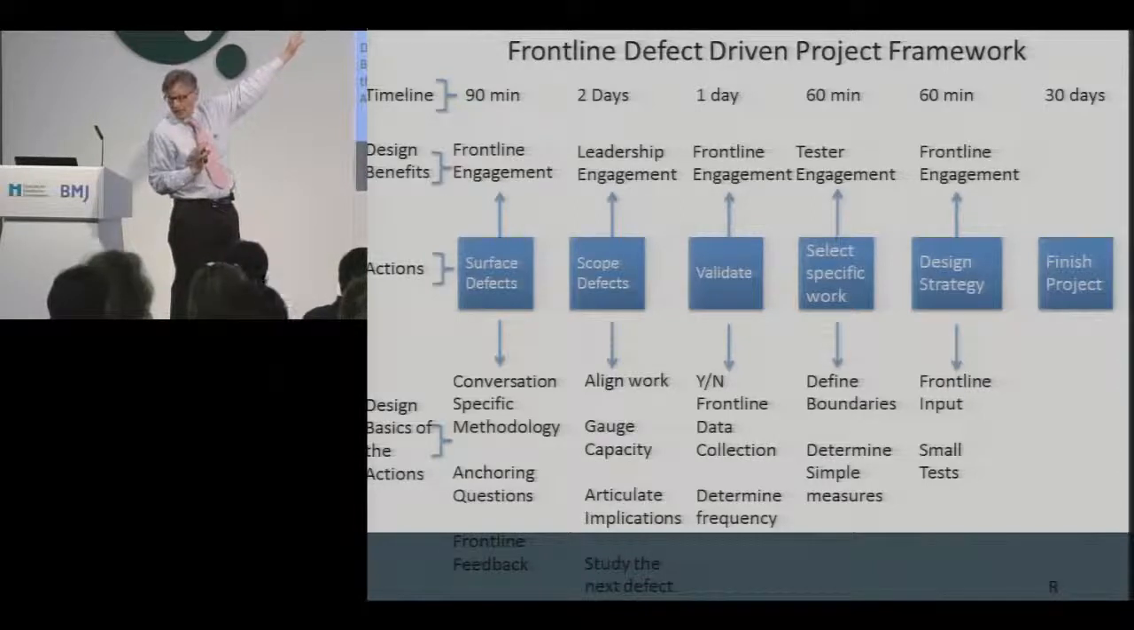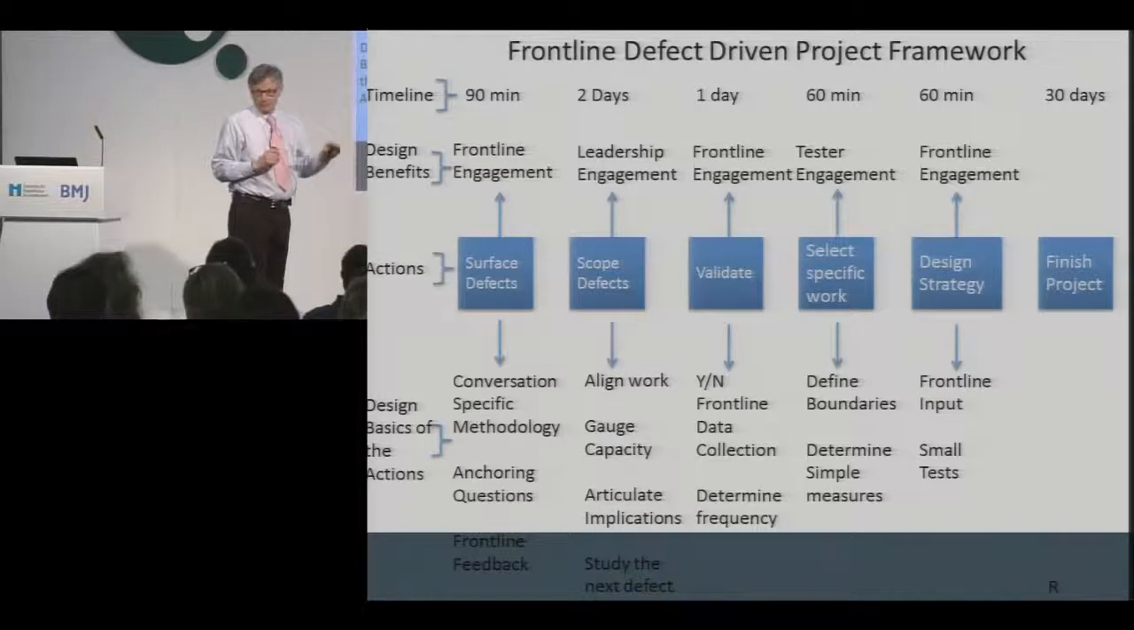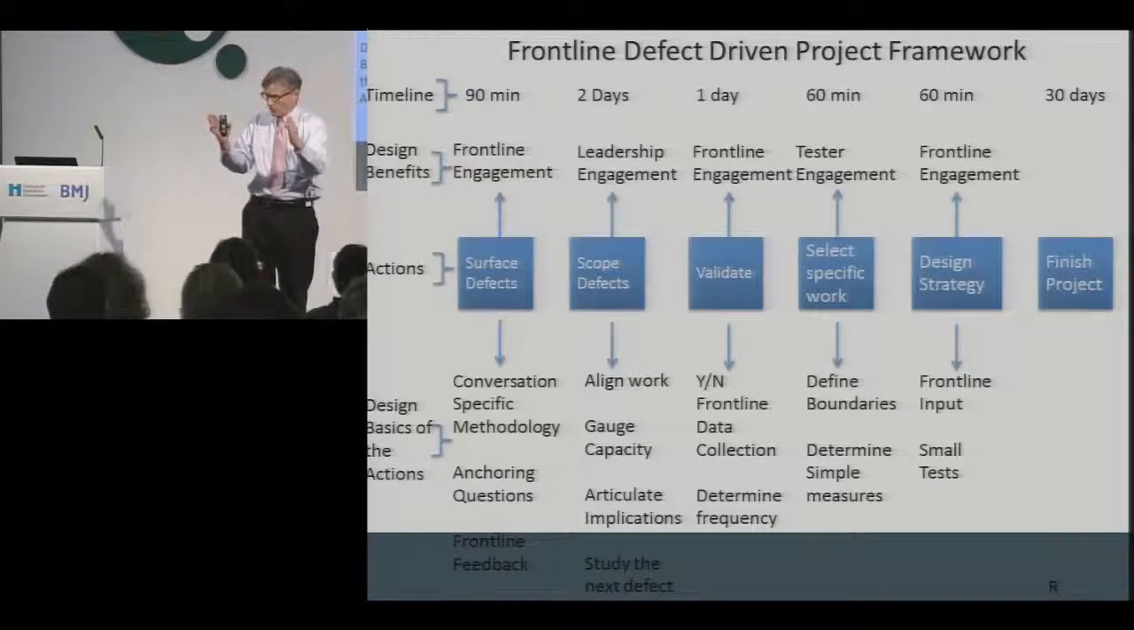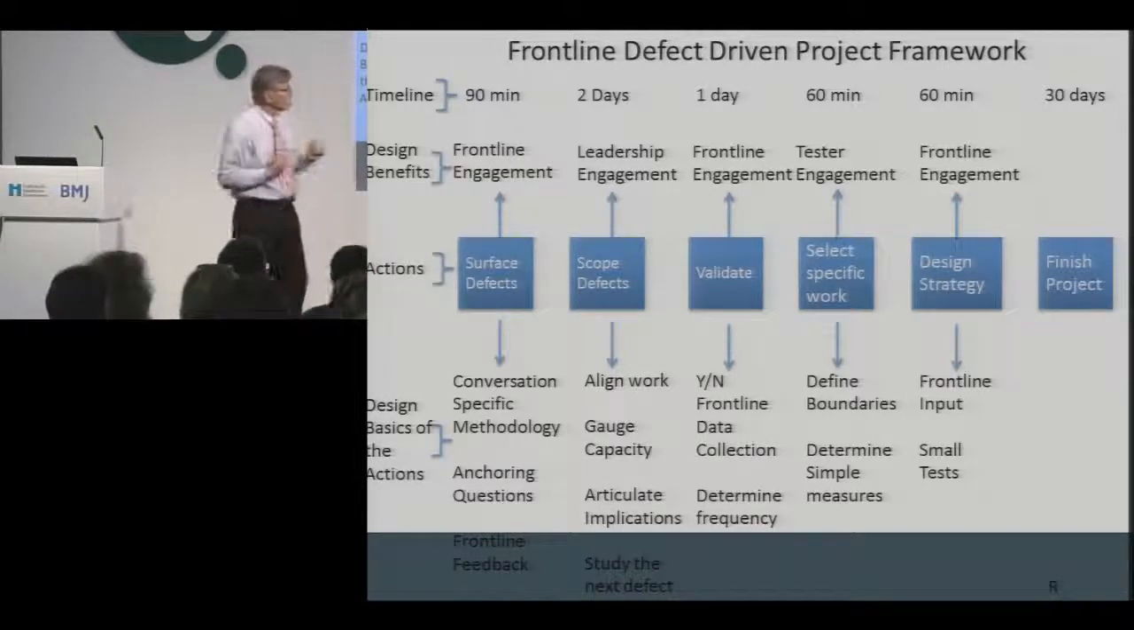That happens within 2 days of the conversation. It doesn't take 2 days. It happens within 2 days of the conversation.